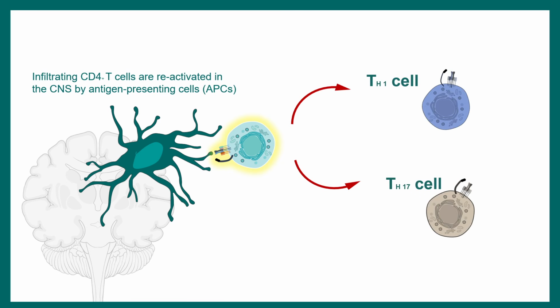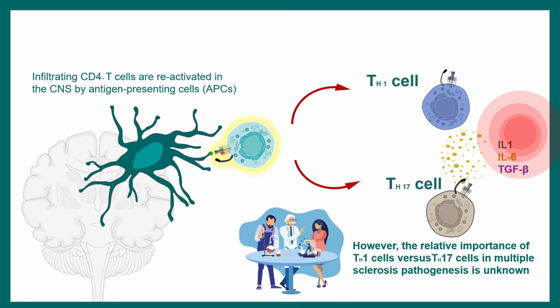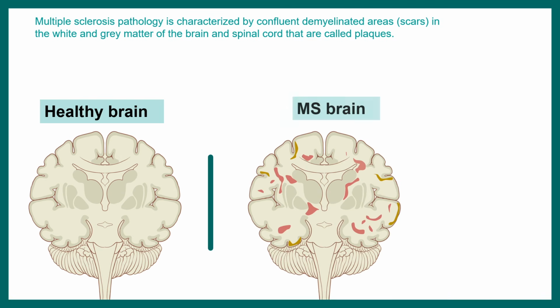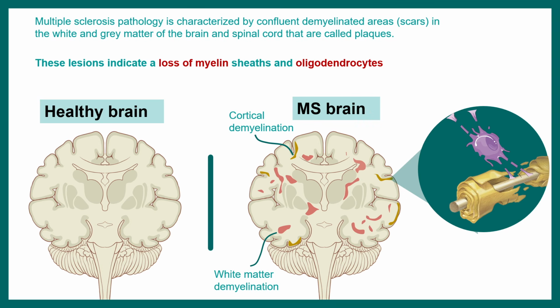Not only that, these T cells get converted into specific subtypes like Th1 and Th17. Both of these subtypes are pro-inflammatory. That means they have strong capability of evoking inflammation in the brain. That explains how oligodendrocytes protect our nervous system and how that is damaged in multiple sclerosis. Now, this is a healthy brain, and this is how a multiple sclerosis brain looks like. There is cortical demyelination and white matter demyelination, which is pretty evident, and this happens due to the defect in the myelin sheath.